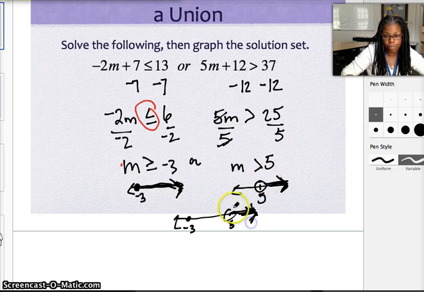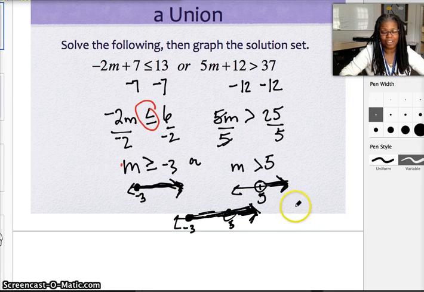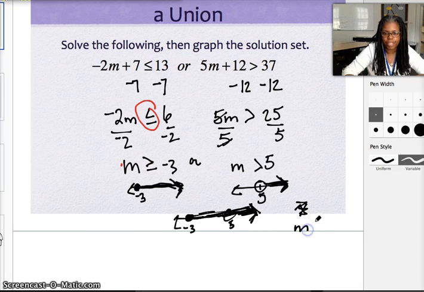So I got this one portion here, and I'm just going to graph the other one right on top of it together. So it's all together. So the ending answer to this is that it doesn't actually look like a compound inequality when we're done. It looks simply like this. Not x, but m is greater than or equal to negative 3.